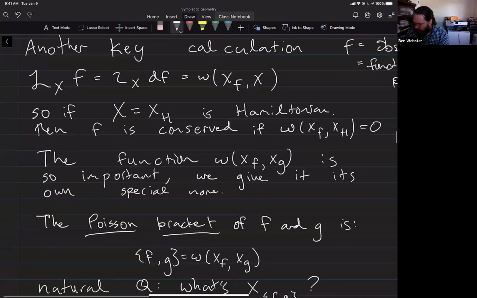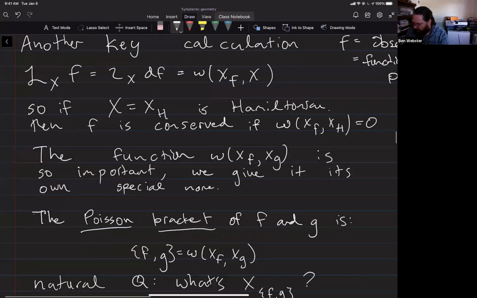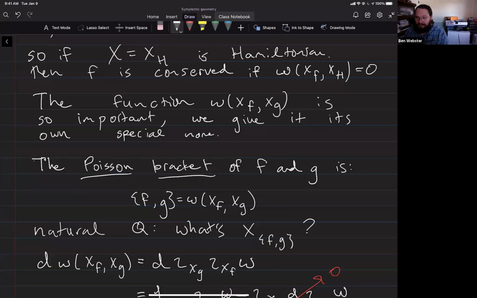All right, well, this function where I take the symplectic form applied to X_f, X_g, that's a very important function. It's so special, it gets its own name. It's called the Poisson bracket of f and g. So for our purposes, this is going to be our definition of the Poisson bracket. I turn f into a Hamiltonian vector field. I turn g into a Hamiltonian vector field. And then I put them into the symplectic form.